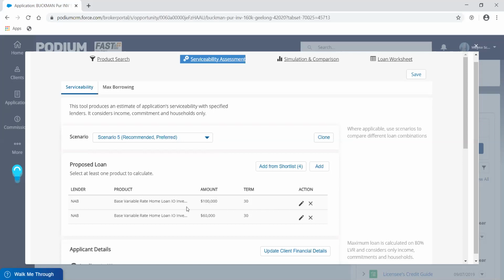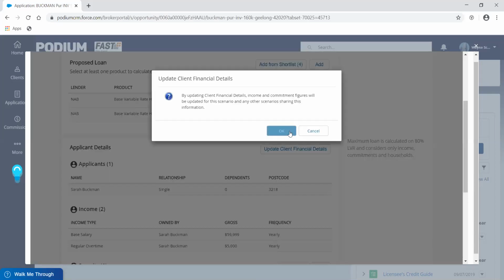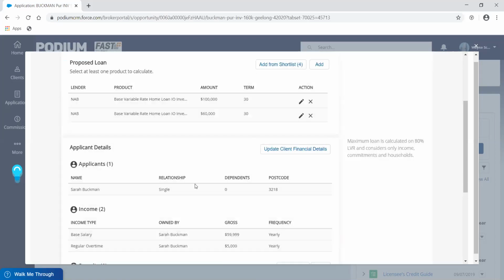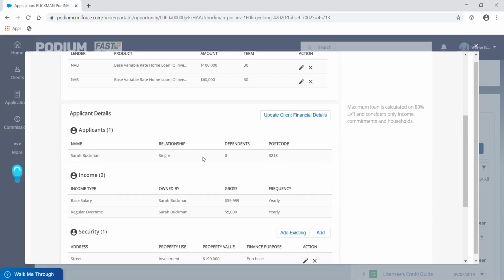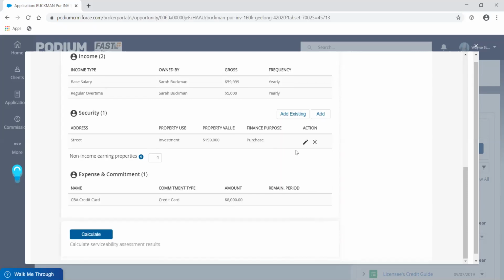We are looking at the split loan of 160. I can update the client financial data here, and what that does is update this information: Sarah Buckman, single, postcode, her gross salary and regular overtime, security address. The default, unfortunately, is for it to have one non-income earning property. Being the investment one, we need to reduce that to nil.